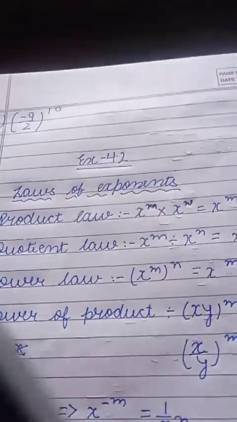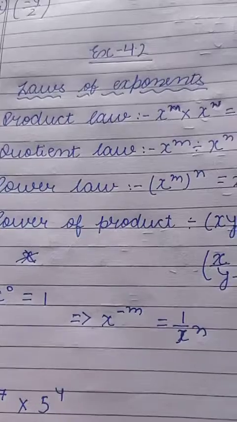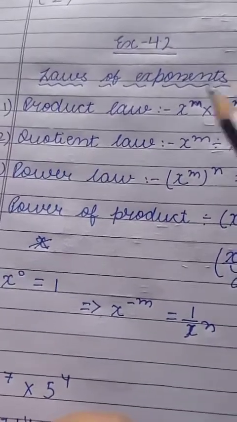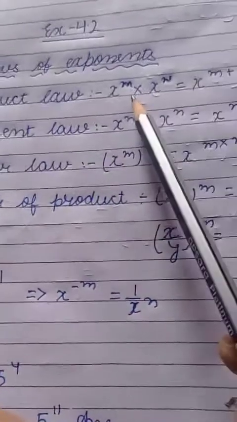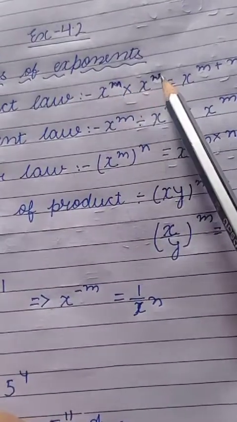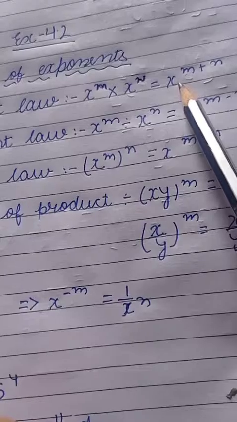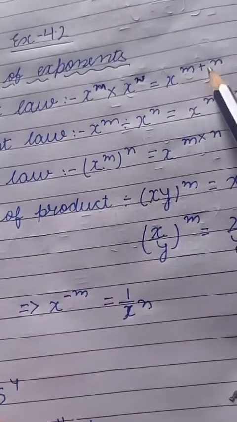Exercise 4.2 is based upon the laws of exponents. So for that, first we need to discuss the laws of exponents. Children, first is the product law. What is the product law? x power m into x power n is equal to x raised to the power m plus n. What does it mean?